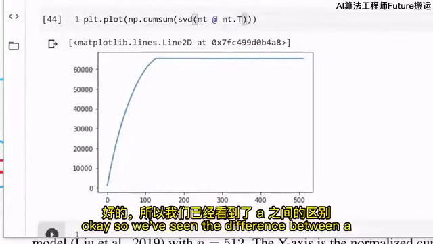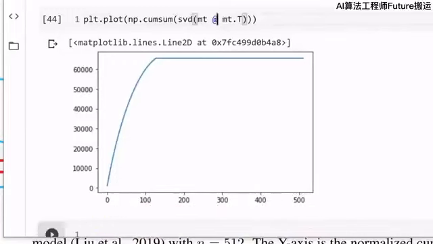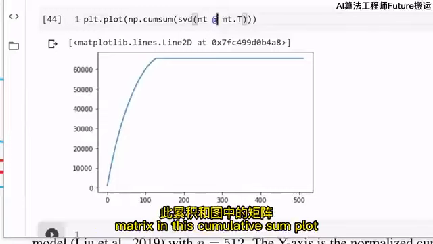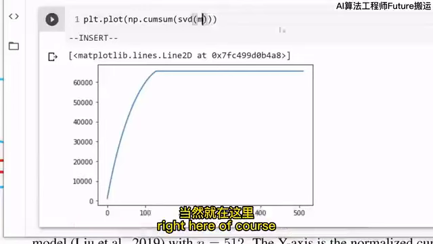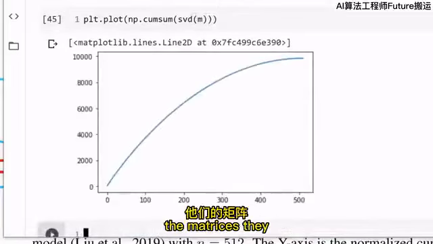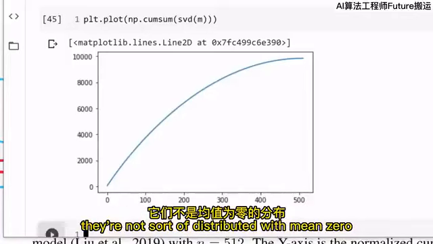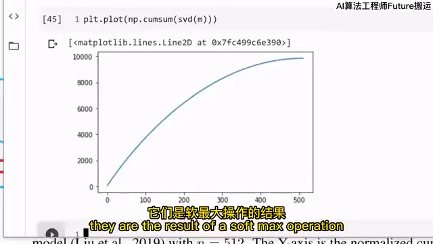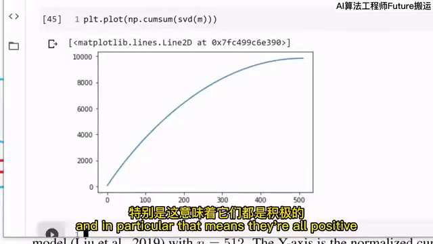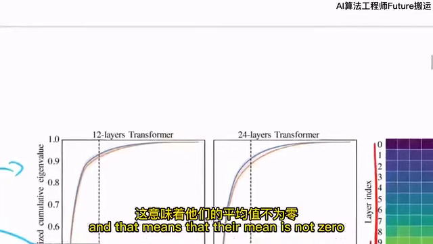Okay, so we've seen the difference between, let's say, a high rank matrix and a low rank matrix in this cumulative sum plot. Now I want to go back to the original matrix right here. Of course, the matrices they look at, these routing matrices, are not Gaussian. They're not distributed with mean 0 and a nice variance. They are the result of a softmax operation. And in particular, that means they're all positive. And that means that their mean is not 0.